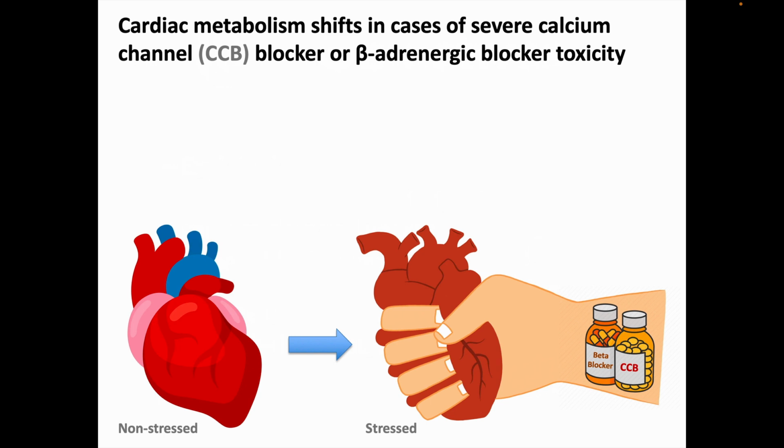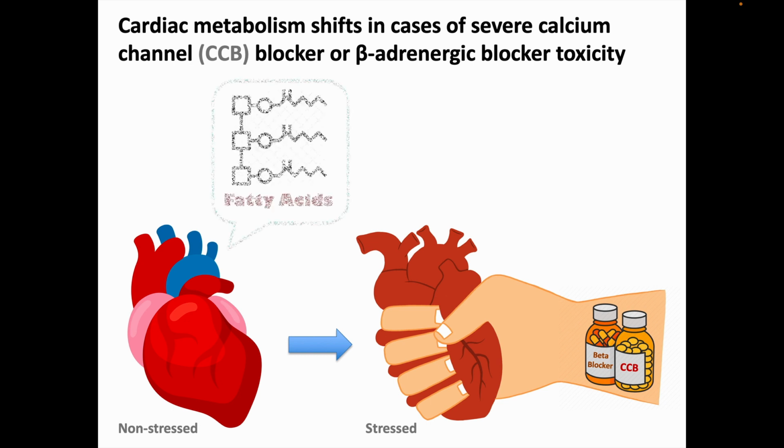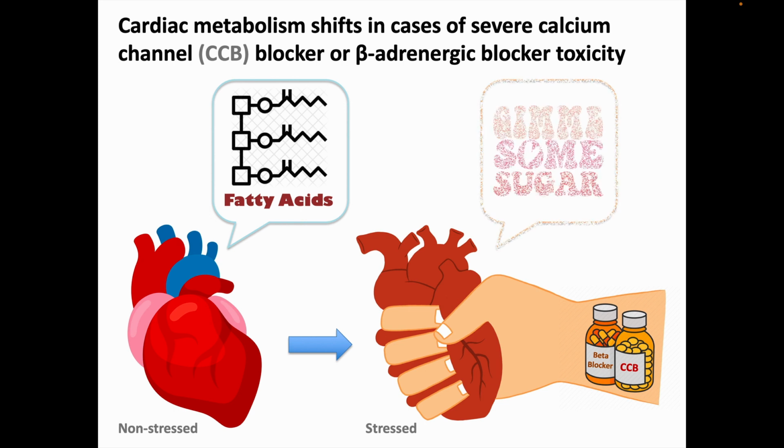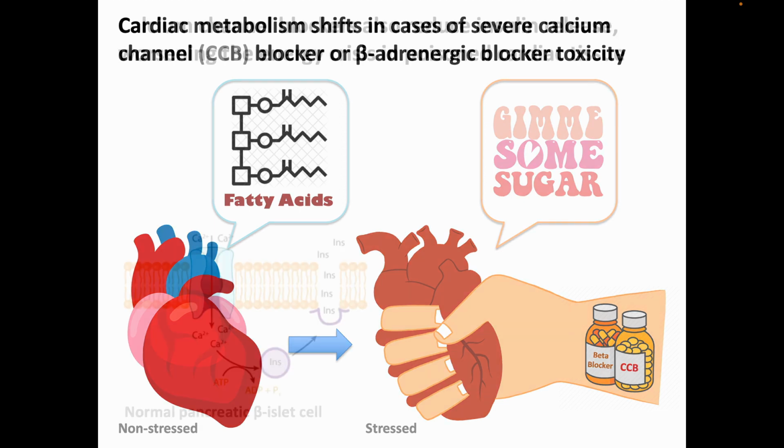So let's discuss how it is that insulin can be antidotal for anything other than hyperglycemia. Normally, in a non-stressed state, the cardiac myocytes are highly reliant on fatty acid metabolism as an energy source. However, when under the stress of significant cardiac drug toxicity, say from beta blockers or calcium channel blockers, their metabolism shifts to rely much more heavily on carbohydrates, on glucose metabolism.